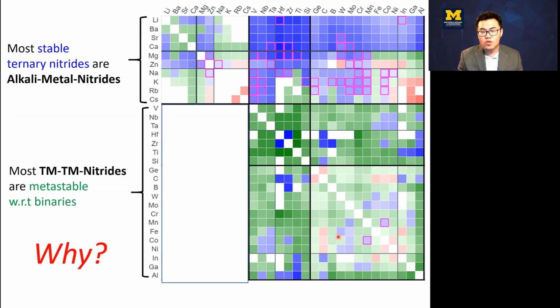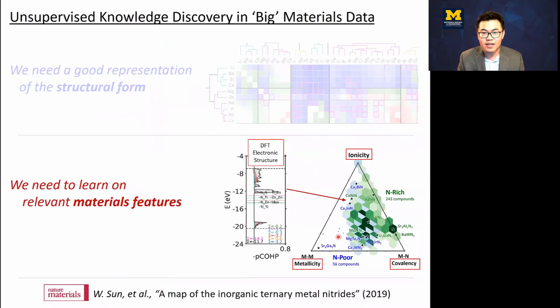And to understand this question, to rationalize where the stability of materials comes from, we tried a lot of things, and I'm going to tell you that story. And the bottom line is that we need good features to understand stability.